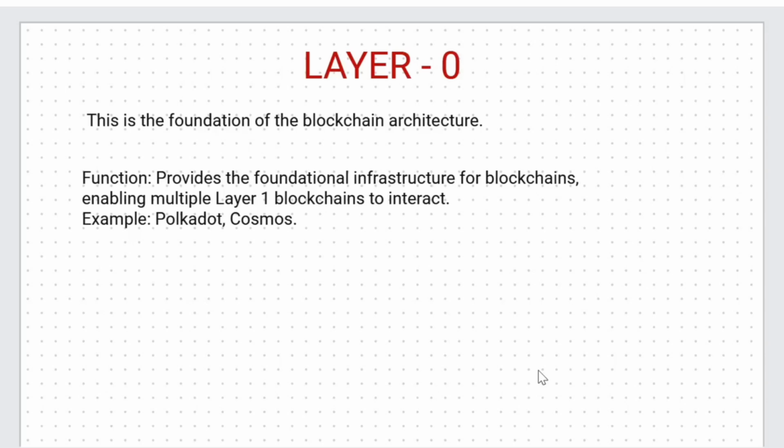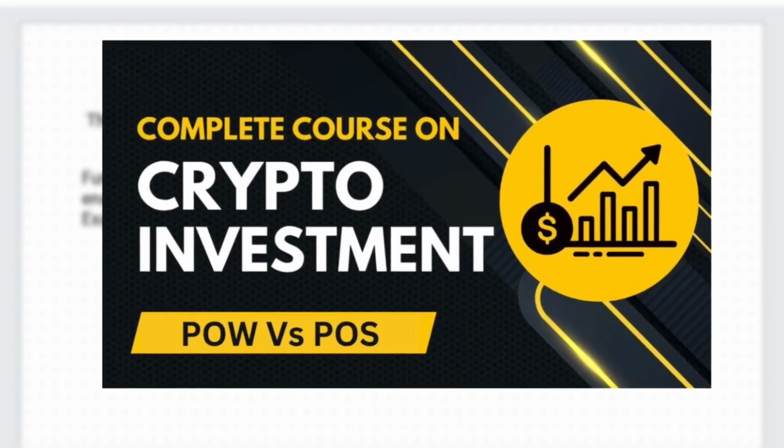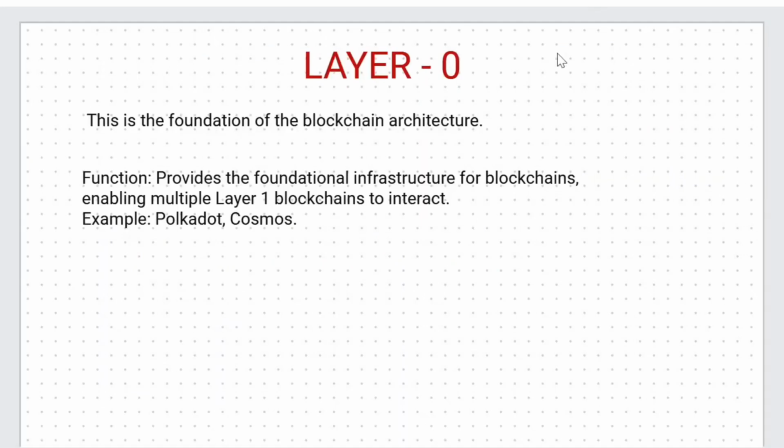Before understanding this video, you will have to watch our video on proof of work and proof of stake. The reason is that it is one of the major factors that differentiates between layer 0 and layer 1 blockchain. So first of all, let's see what a layer 0 blockchain is like.